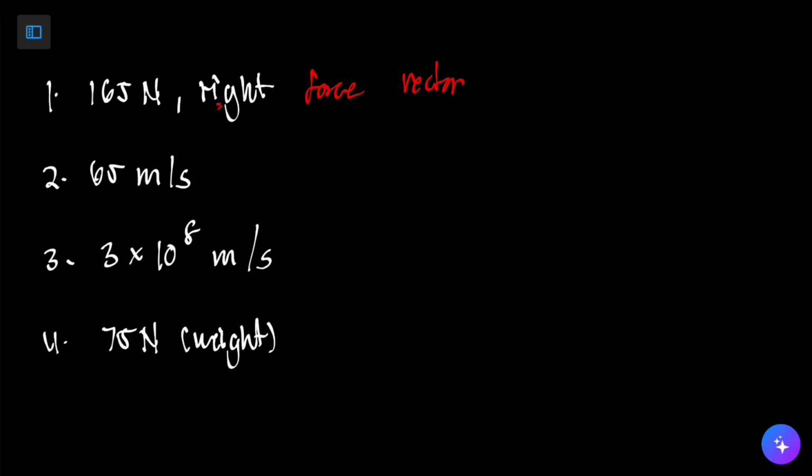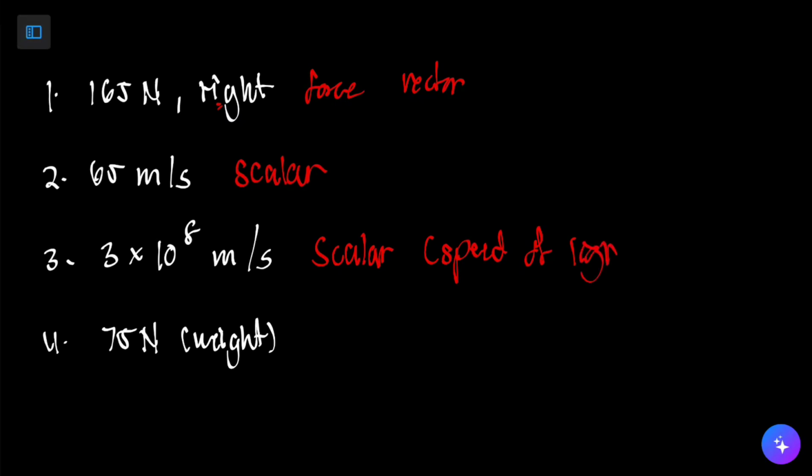The second one is 65 meters per second. It doesn't indicate any direction, so that's scalar. And similar with number 3, it's also scalar. And fun fact, this is the speed of light. It's irrelevant, but I just wanna say that.